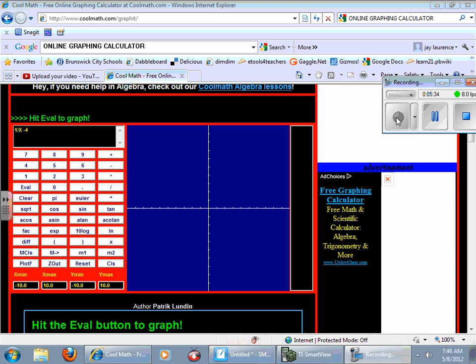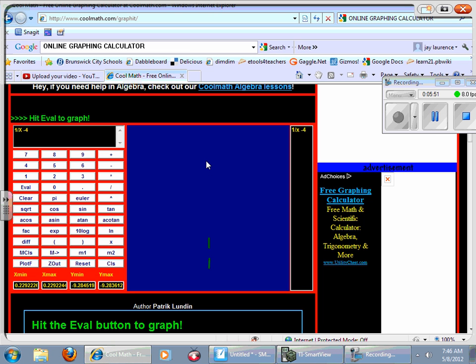I'm going to graph 1 over x and then minus 4. And then I'm going to evaluate it. And there I get a picture. And you can see the asymptotes occurring here. Uh-oh, lost my picture. Not sure what just happened there.